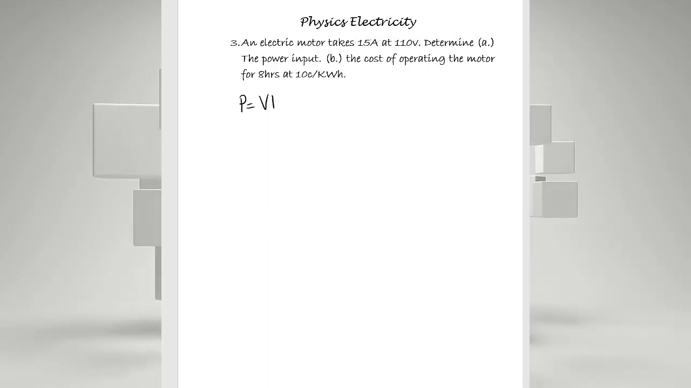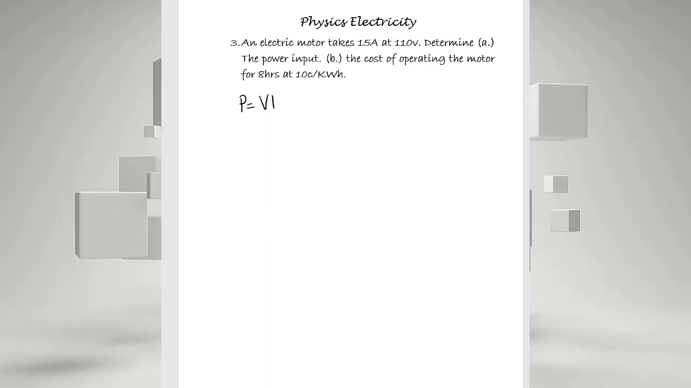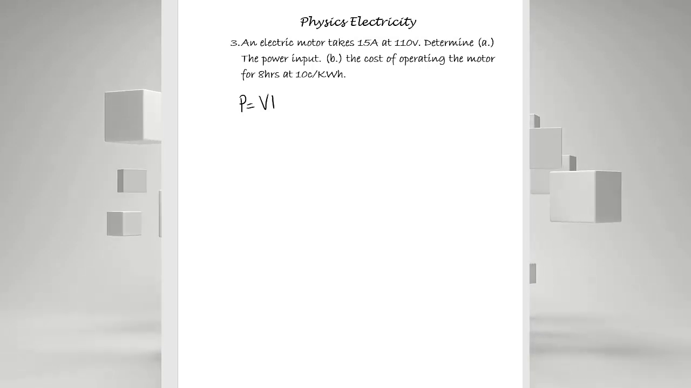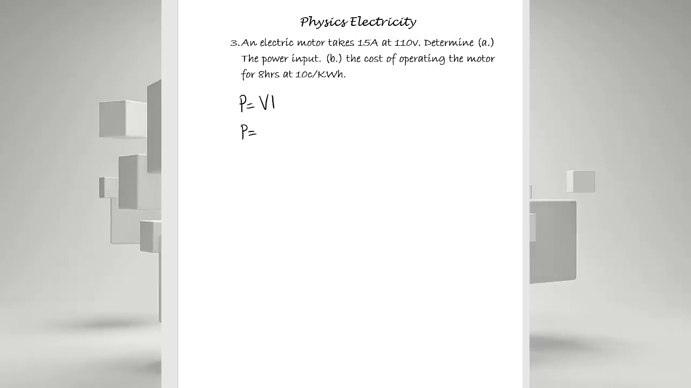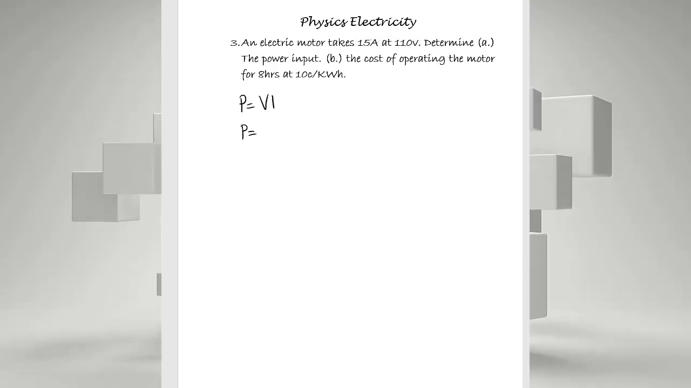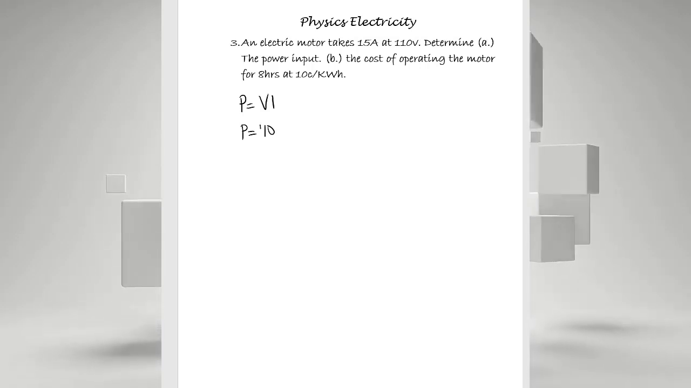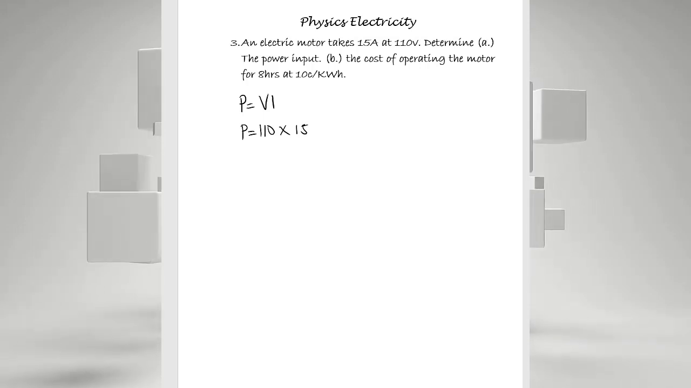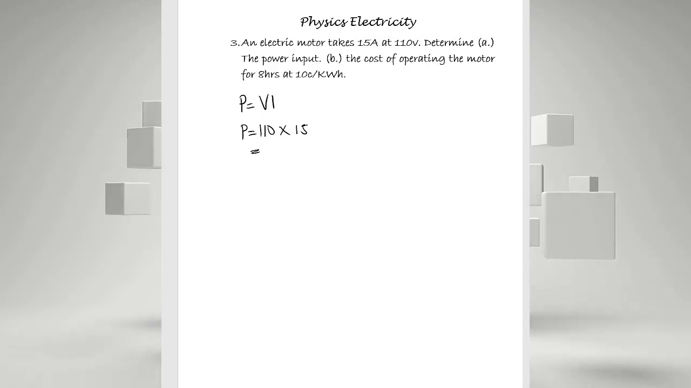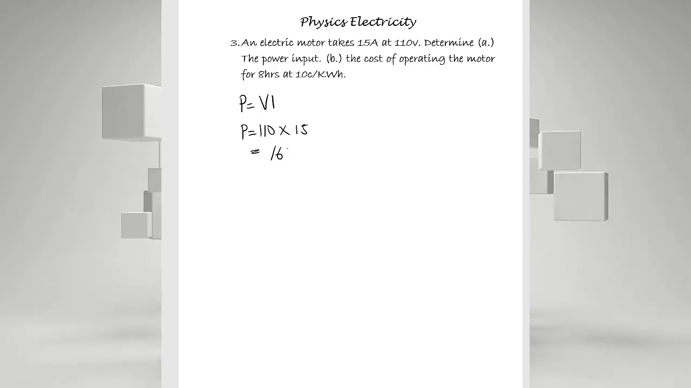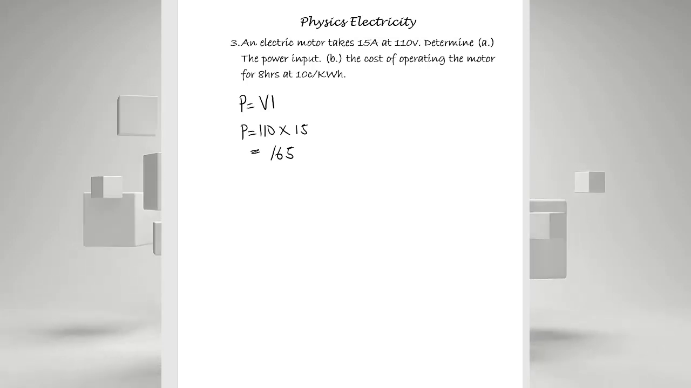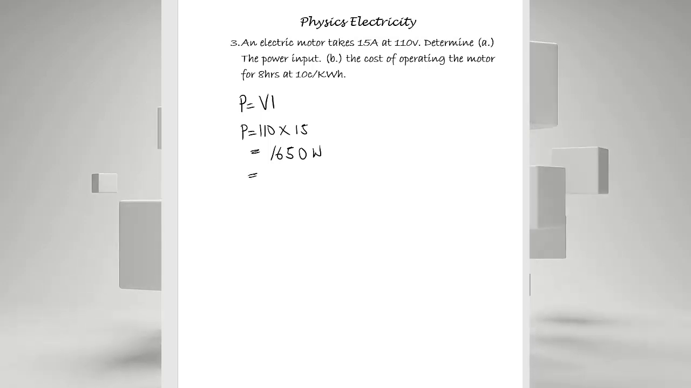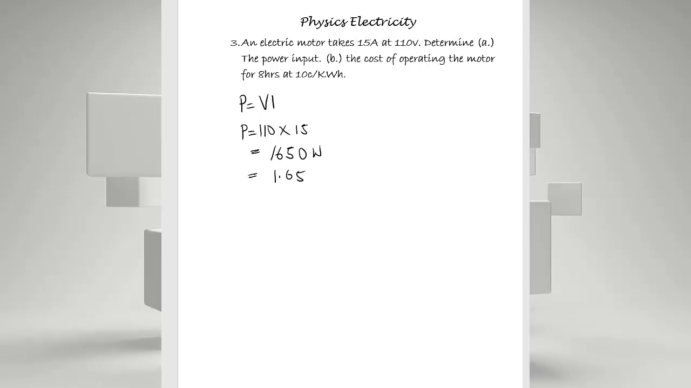So the formula for power is P equals VI or IV. Multiplication is commutative. So we have P equals V times I. V is 110 volts, and I is 15 amps. So P is equal to 15 times 110, which should be 1650 watts. And I can put that in kilowatts to be 1.65 kilowatts.